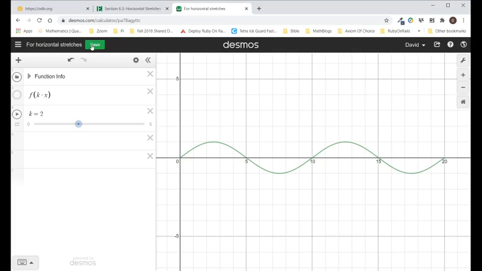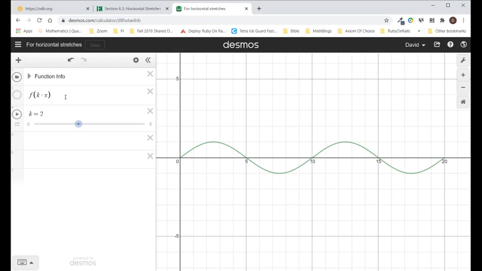Okay, now we just got done with vertical stretches. We know that when we multiply the outside of a function by a constant, it stretches that function vertically by that constant. Now what we want to do is an inside change where we multiply x by a constant and see what happens.